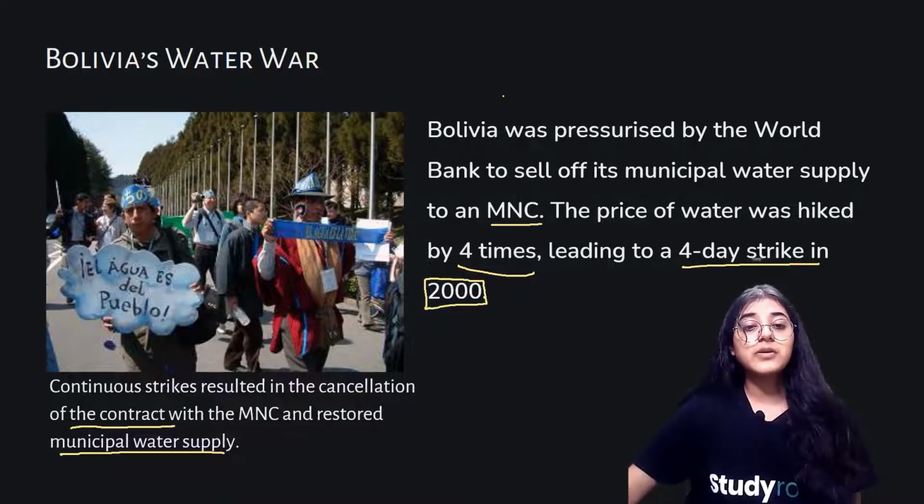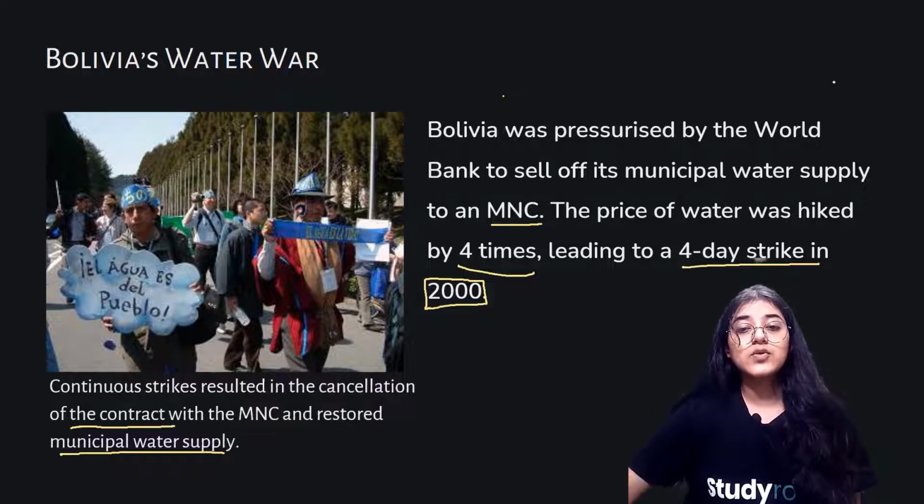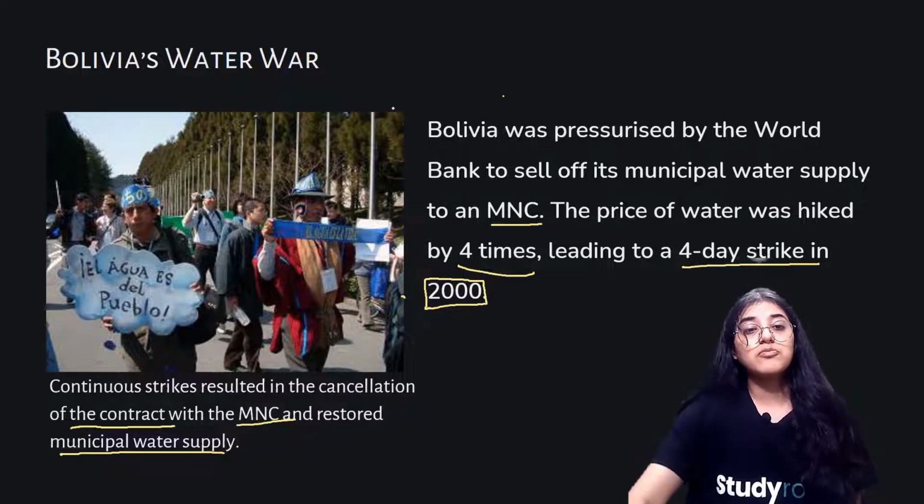As we can see, it was the people who raised their demands in order to protect themselves from high water bills. Okay, so the 4-day strike in 2000 led the government to accept the negotiating demands of the Bolivian people, and this led to the cancellation of the contract with the MNCs and restoration of municipal water supply. So this was the whole case of the Bolivia water war.